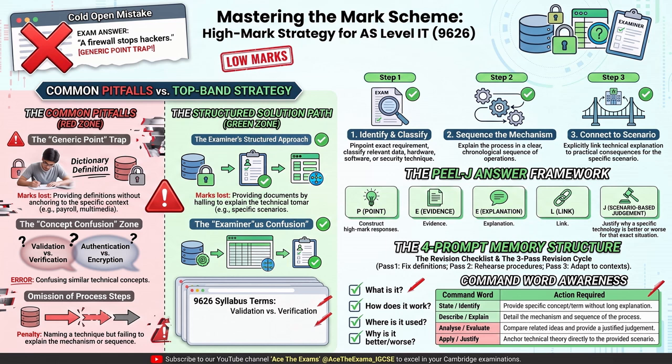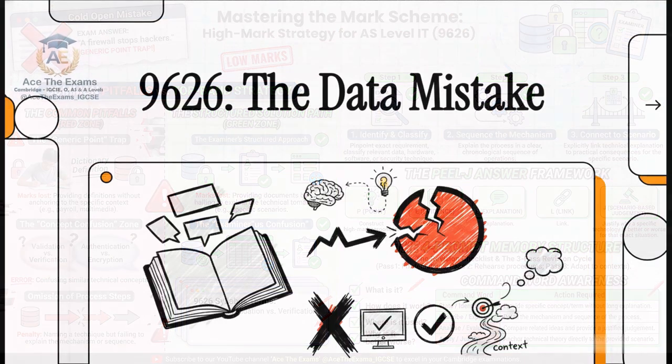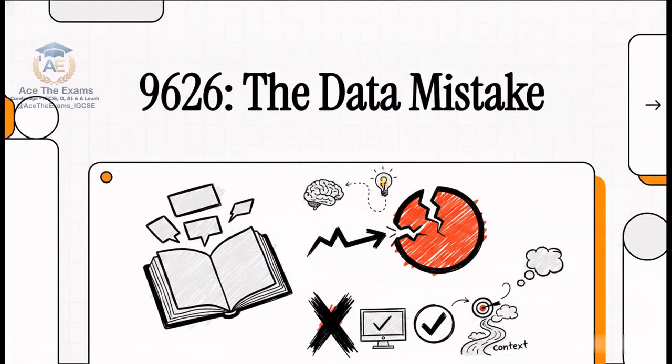Look, we're diving right in today because there is a tiny, totally innocent-looking mistake in Cambridge IT 9626 that is literally destroying grade boundaries. Seriously, you might feel great about your basic definitions, but knowing the textbook definition and actually scoring the mark, yeah, those are two completely different things.